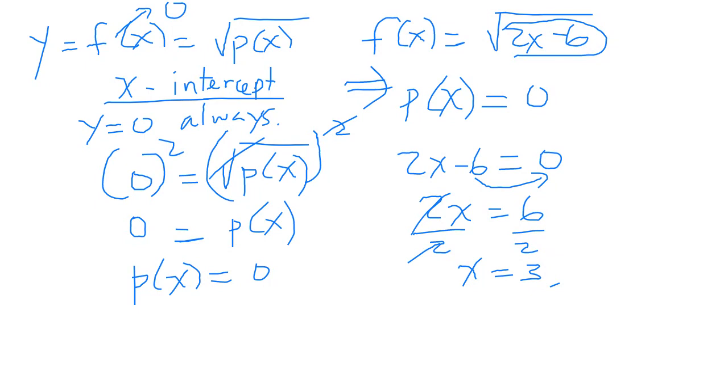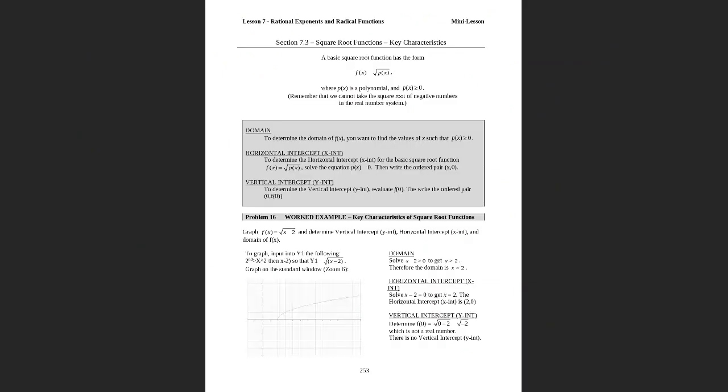So this becomes my horizontal intercept. When x is 3, y is 0. Why is y 0? Because the rule says for x-intercept, y is always 0. Always 0. All right. So let's keep going. So with problem 16, remember f of x equals square root of x minus 2.